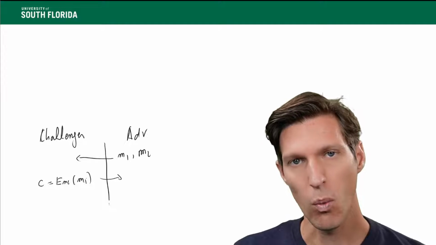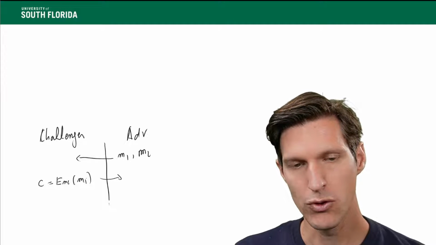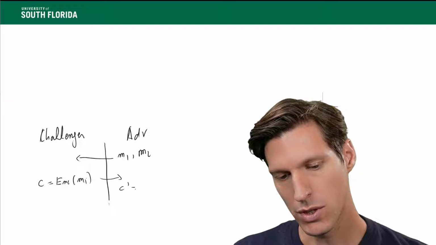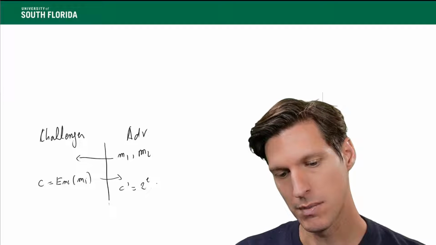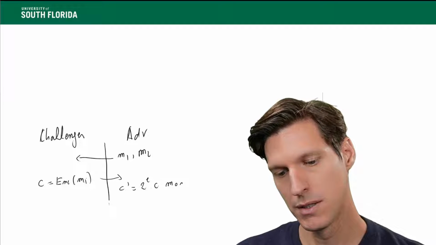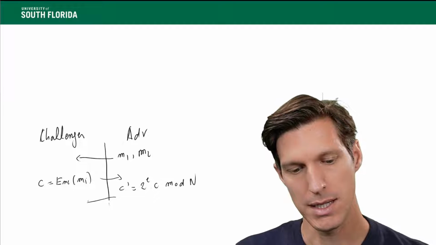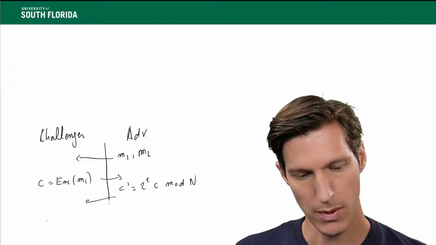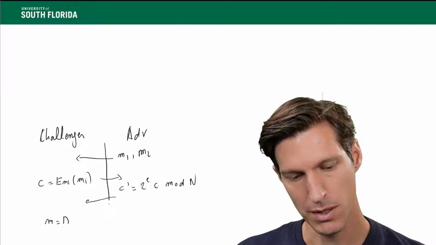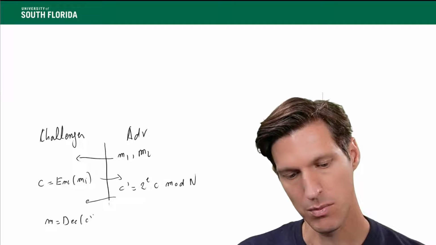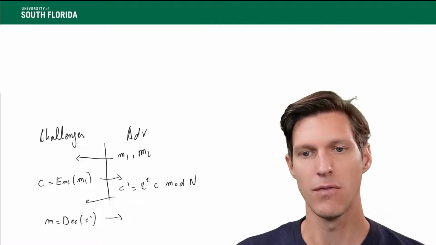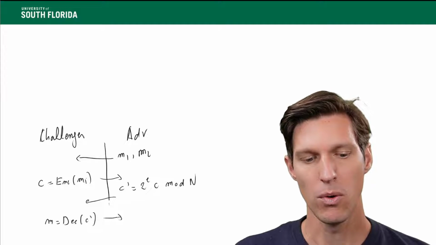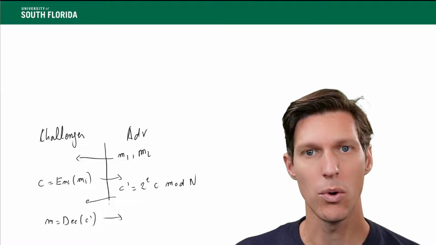And so the one and only one decryption query that we will do in this attack is the following. Calculate C prime, which is 2 to the E times C mod N, and send that to the challenger. At this point, the challenger has to comply and create an M, which is the decryption of this C prime, and send it to the adversary. And at this point, the adversary will decide whether M1 or M2 was encrypted.